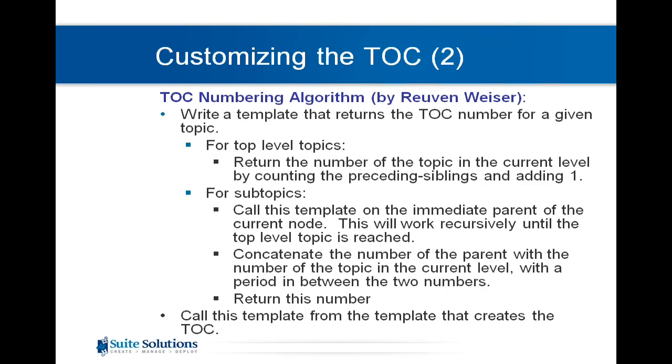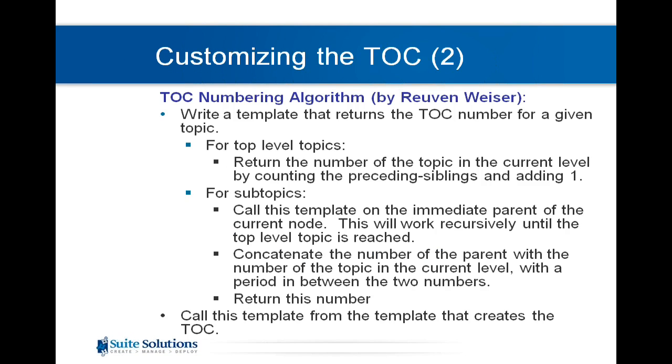In this case, for top-level topics, that's the stopping condition. If you're at the top, then what it does is it returns the number of the topic in the current level by counting the preceding siblings and adding 1. So let's say in this very simple case, I have a document made only of top-level topics. It'll count, okay, I'm number 1. I'm number 1 plus 1, I'm 2 now. 2 plus 1, I'm 3. And it'll just number the topics sequentially.